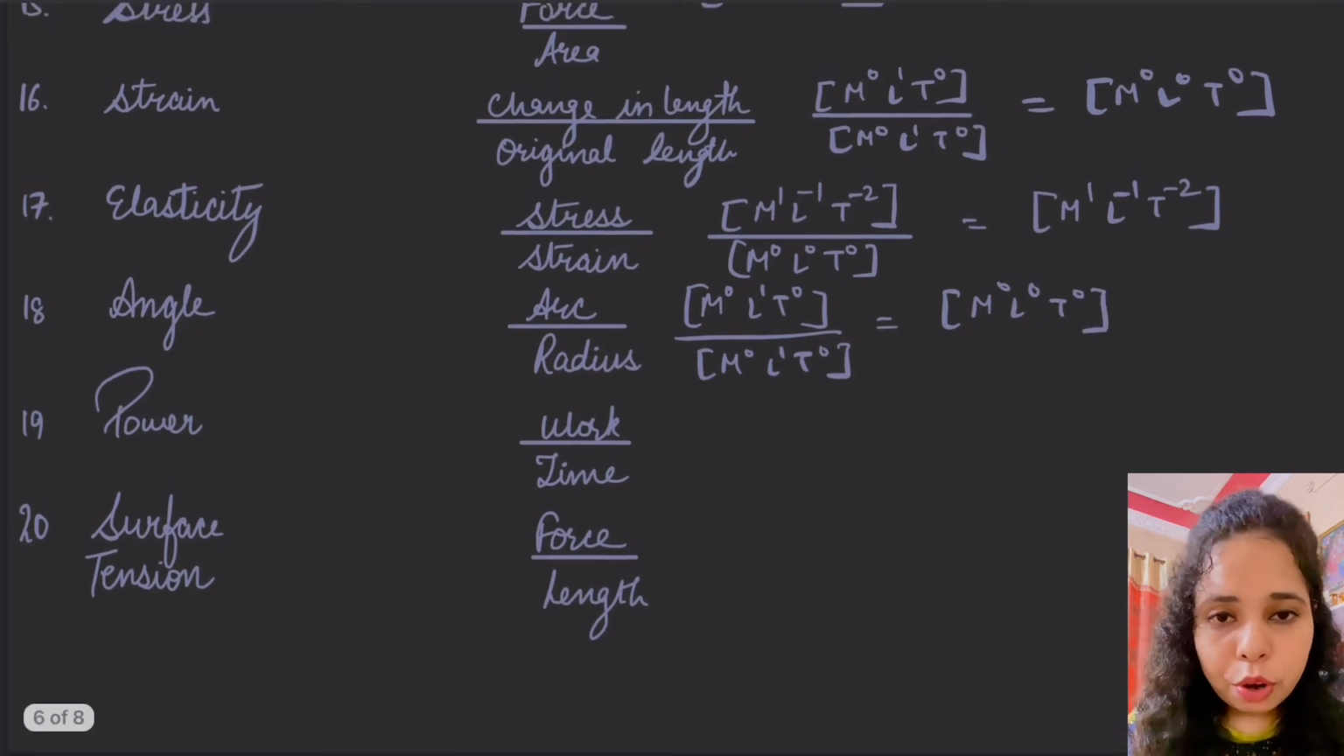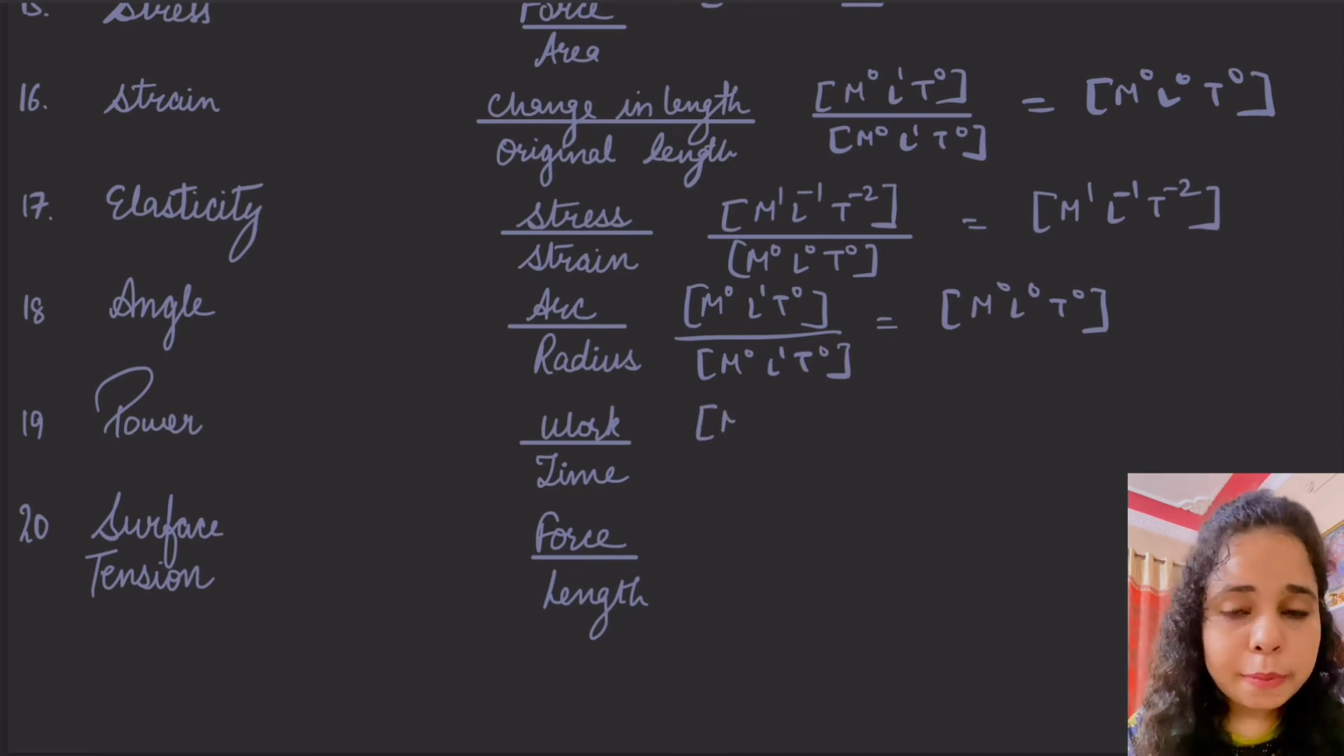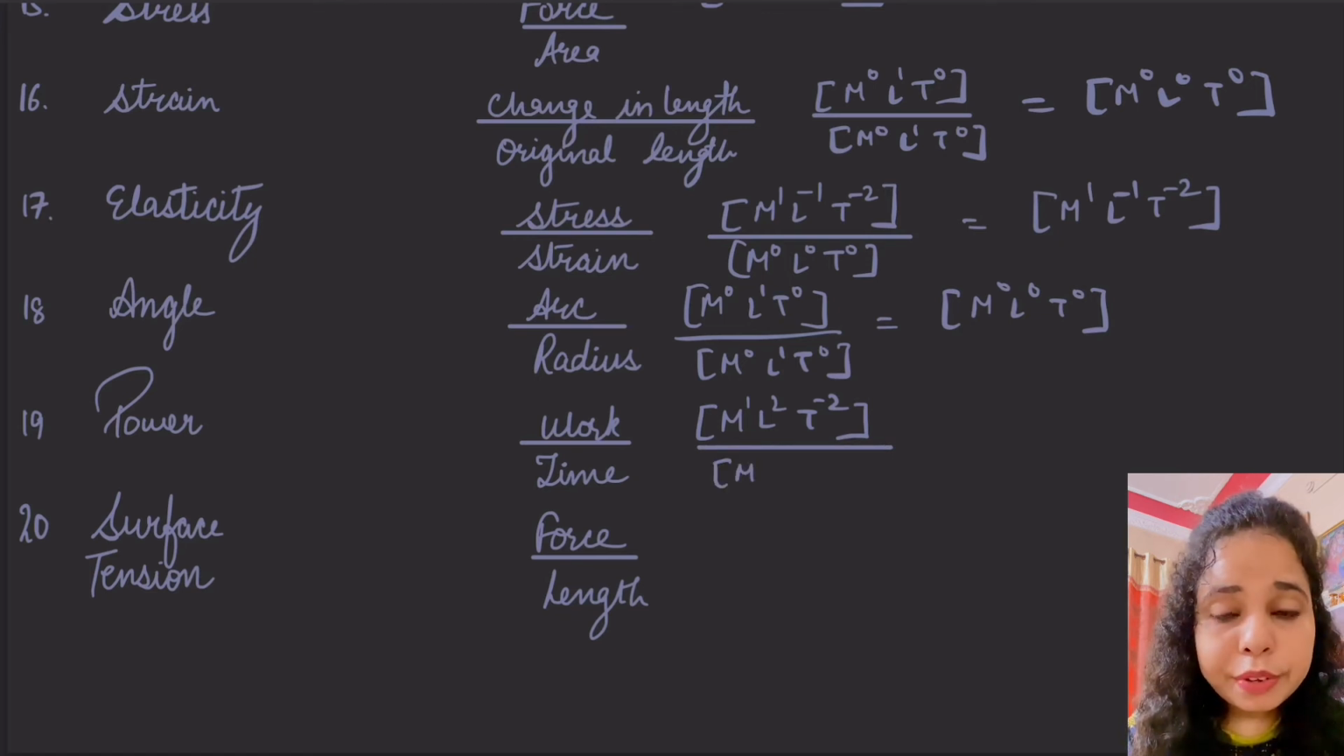If we are going to talk about power, it is defined as rate of doing work, that is work done upon time. For work we have calculated the dimensional formula as m1 l2 t minus 2 divided by time. So we are having the dimensional formula for power as m1 l2 t minus 3.